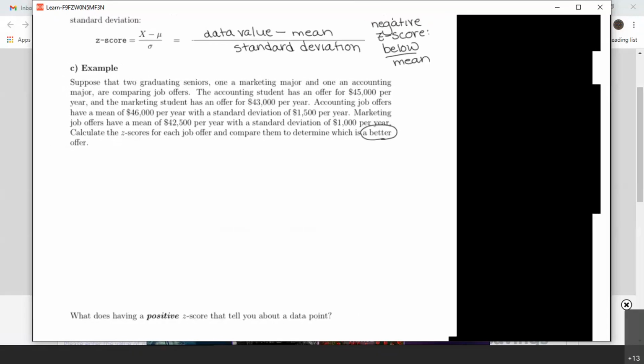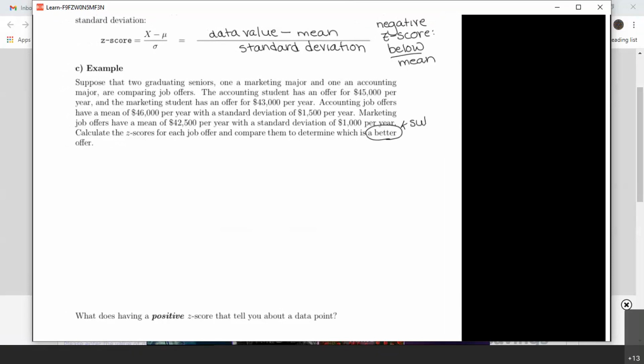Now we're going to talk about better. This is a subjective word. What does subjective mean? Anybody want to tell me? Anybody want to shout it out or type it in the chat? Anybody ever hear that word? Its opposite is objective. Anybody ever hear the term subjective?